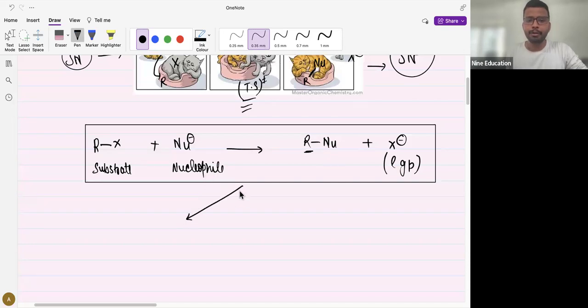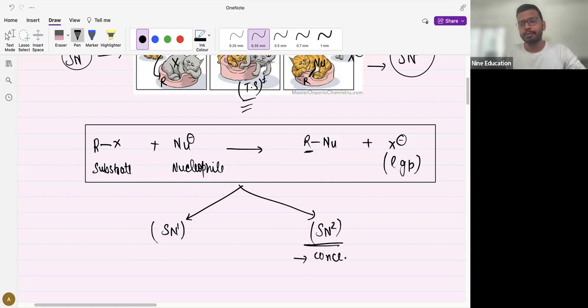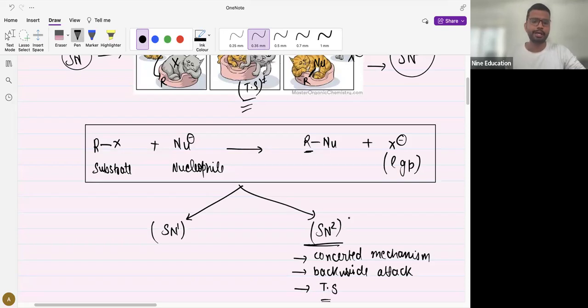Now this attack can be of two types. It can be through the SN1 mechanism or it can be through the SN2 mechanism. In SN2, we have studied that it should be a concerted mechanism. It should be a backside attack, and the leaving group should leave. It should always have a transition state.